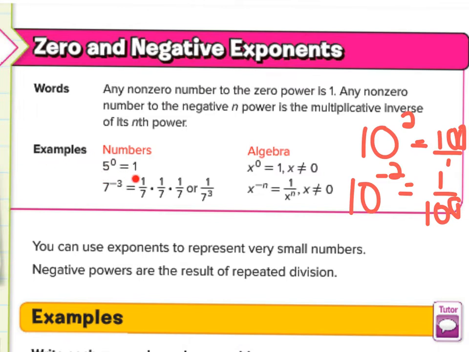So here we have examples. 5 to the power of 0 is 1. Or 7 to the power of negative 3 is 1 over 7 times 1 over 7 times 1 over 7. You see that? So it's 1 over 7 to the power of 3. Algebraically, we just replace the numbers with a variable, and we have x to the power of 0, which equals 1. X cannot equal 0, obviously, because you can't have a 0 with an exponent. And then we have x to the power of a negative value, which becomes a fraction.